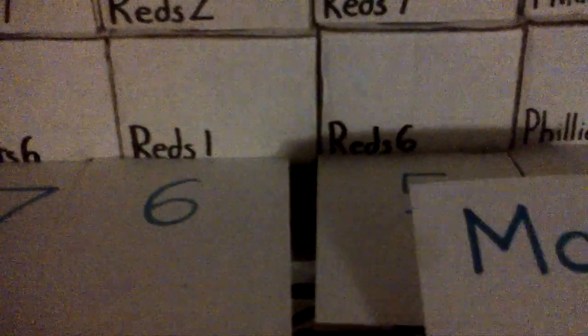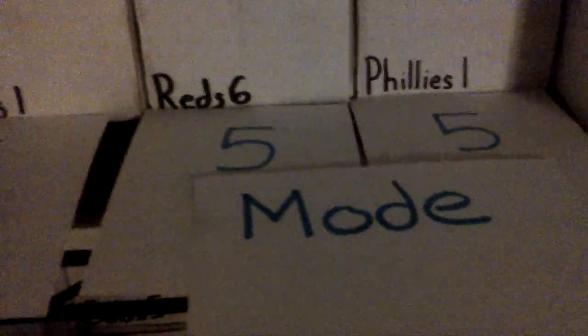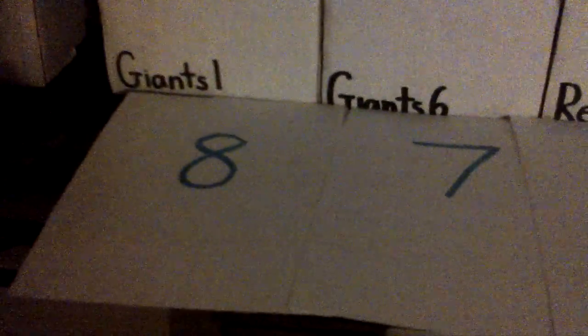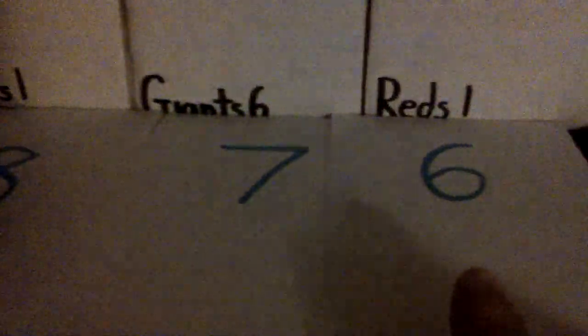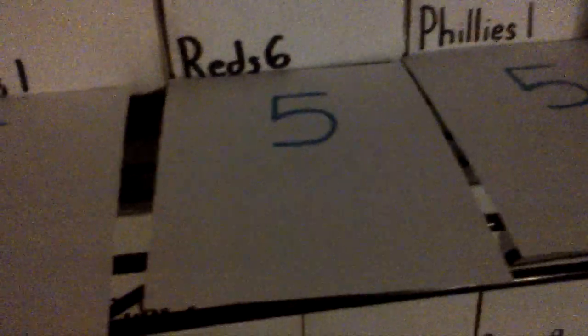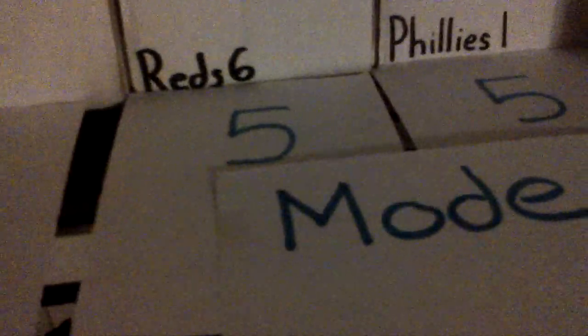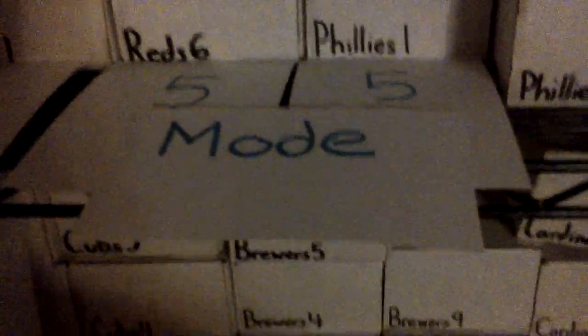And we're going to start off with the simplest one first, and we're going to try to find the mode. Okay, so as I'm looking at my numbers, I have an 8, a 7, a 6, a 5, and a 5. I actually physically count the number of each number I have. So I have 1, 1, 1, and then 2 5s. Since I have 2 5s, I'm going to go ahead and say that the 5 is the mode.